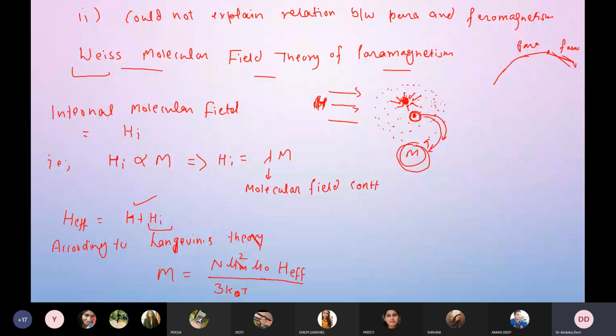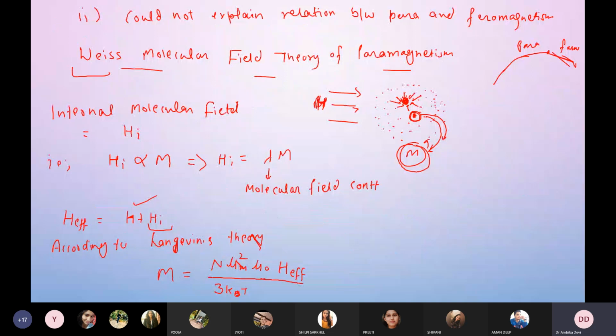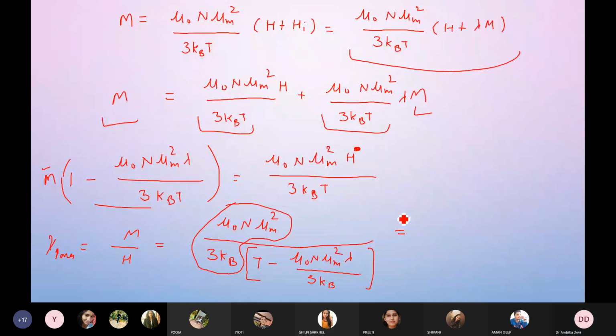You have seen the Langevin theory carefully. You might be knowing this. What is C? Yes, this is Curie constant. C is Curie constant, and this value will give you C is equal to mu naught N mu M square divided by 3 kB, which is Curie constant, right? So we can replace this value by Curie constant C divided by T minus this term, which we can denote by theta, another constant theta.